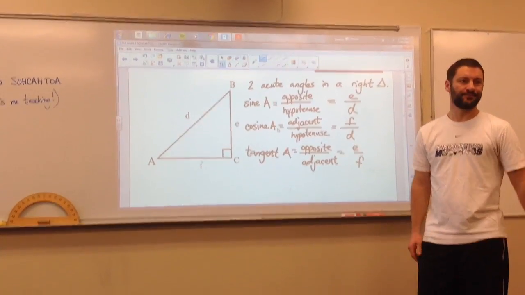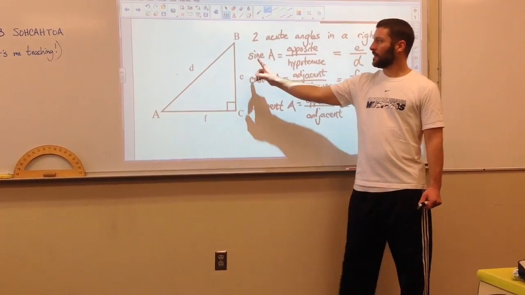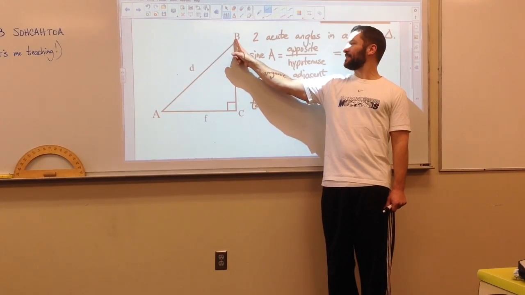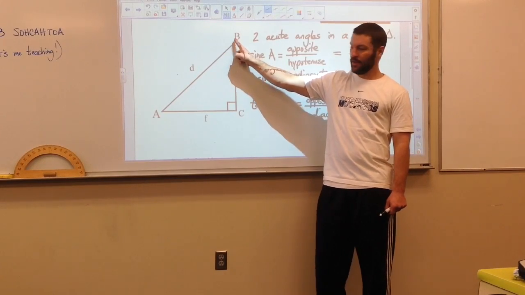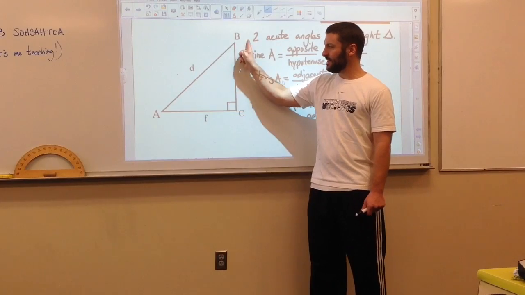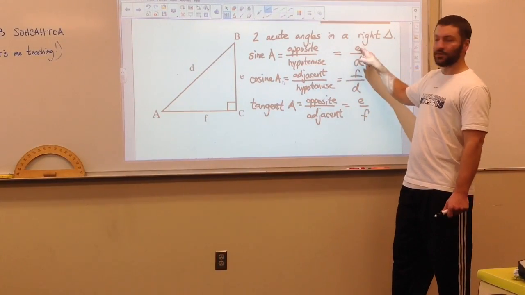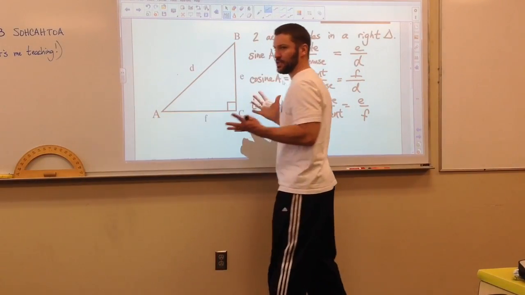these change. What do I mean by that? Well, let's look at B. Let's do the sine of B. Sine. Opposite, hypotenuse. What's opposite of B? F over D. Opposite, hypotenuse, F over D. That's different than the sine of A, which was E over D. So when you change these two angles, these two sets of ratios, they change.